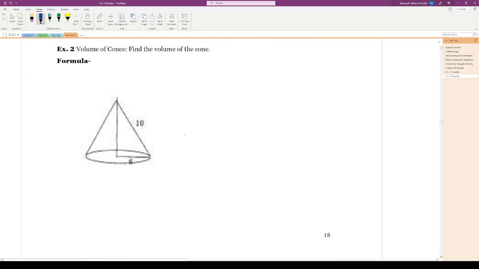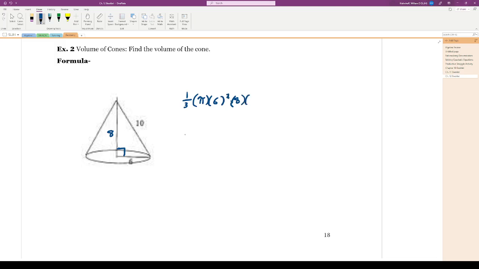Volume of cones, same exact thing. So we have 1/3 times the base. My base is going to be pi r squared. And then times my height. I don't have my height. I have a slant height, but I do see a Pythagorean triple. This is a 6, 8, 10, because that's 3, 4, 5 times 2. So my height is 8.